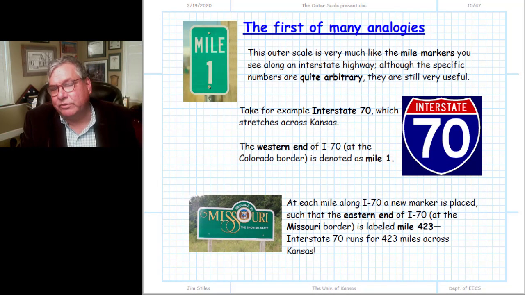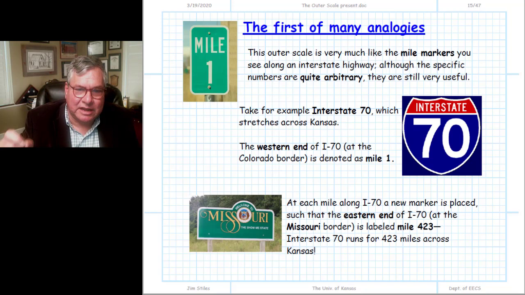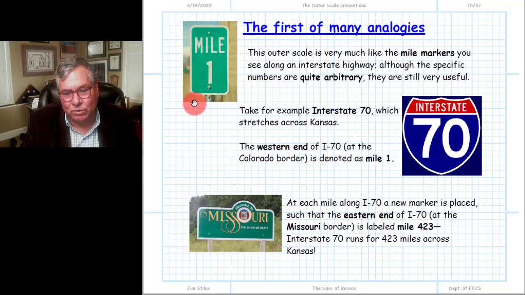So the analogy that I use here for this outer scale, this normalized distance, is one where I compare it to mile markers that I'm sure you're familiar with along the interstate highway system. Here in Kansas, we have I-70 that runs across the state from east to west, or west to east, depending how you look at it. The mile markers along those lines begin at the western edge, at the boundary between Kansas and Colorado, and increase as we move eastward. And of course, every mile, the index increases by a value of 1.